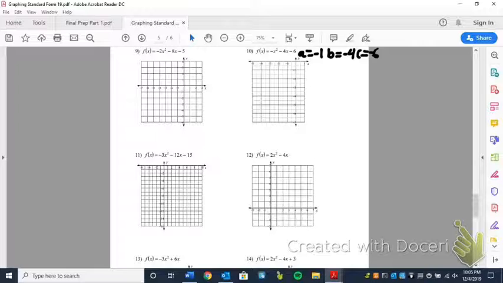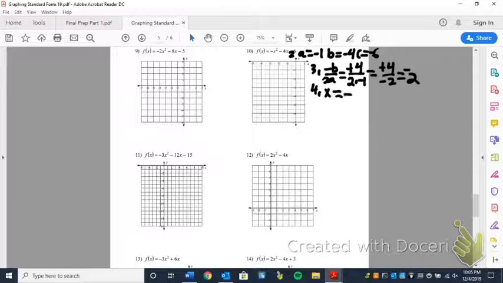Next step, that's step 2. We want to find the value of negative b over 2a. So we're going to go negative 4 over 2 times negative 1 equals negative 2. So step 4 is x equals negative 2. That's our axis of symmetry, so that's what we graph.